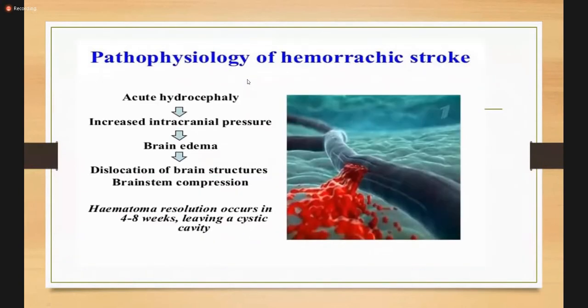The pathophysiology of hemorrhagic stroke: there will be an increase in blood pressure, the pressure will increase and the blood will leak out. There will be brain edema and dislocation of the brain structures, compression, and leaks. Hematoma resolution occurs in 4 to 8 weeks. Resolving the hematoma will need 4 to 8 weeks or more.